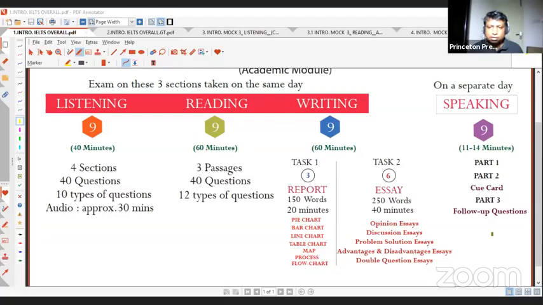Okay. So this is pretty much our 4 sections, and as I mentioned, the speaking test takes place on a separate day. It could be before or after the day you are sitting for listening, reading, and writing. Okay.